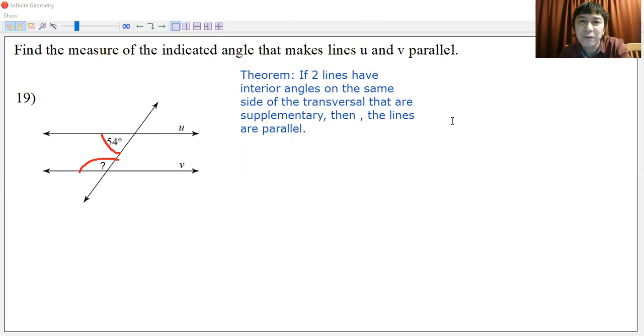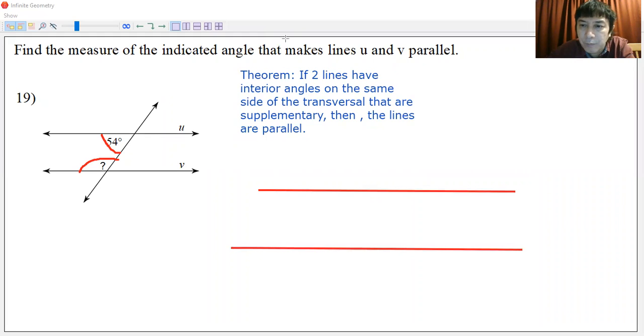So here's the theorem: if two lines have interior angles on the same side of the transversal that are supplementary, supplementary meaning the sum is 180, then the lines are parallel. Let's have a little explanation there. Interior angles on the same side of the transversal means one here and one here. They are both on the same side.